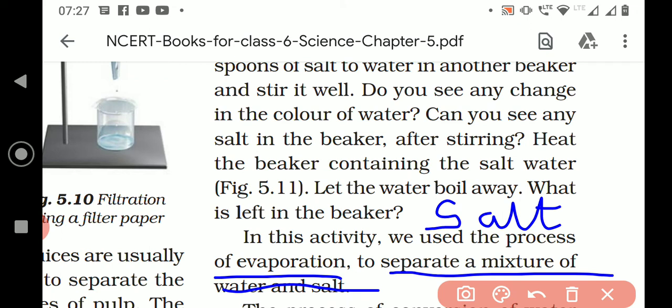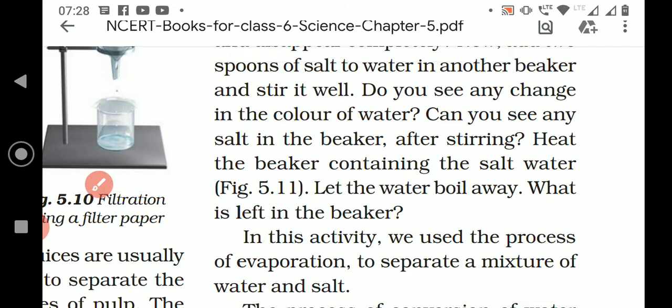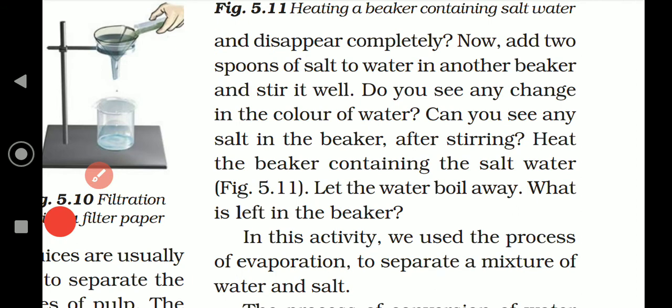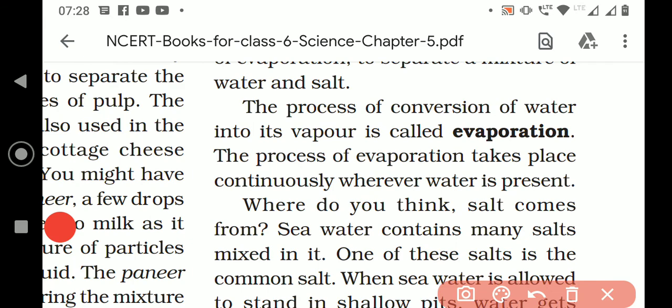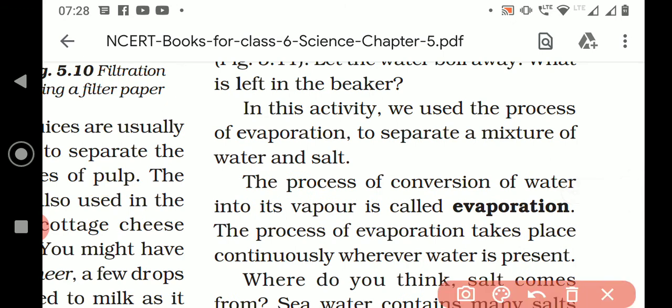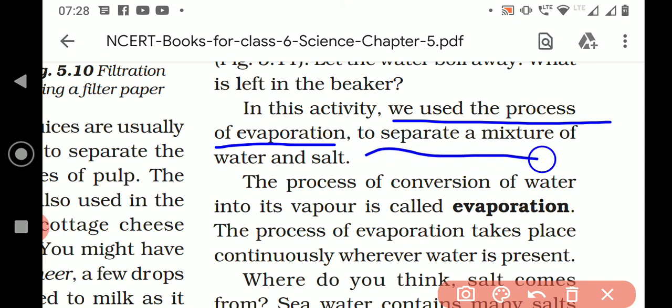This question appears sometimes. How do you separate the mixture of salt and water? The question will come. So children, how are you going to separate the mixture of salt and water? We are going to separate the mixture of salt and water with the help of a process called evaporation. So we use the process of evaporation to separate a mixture of water and salt.